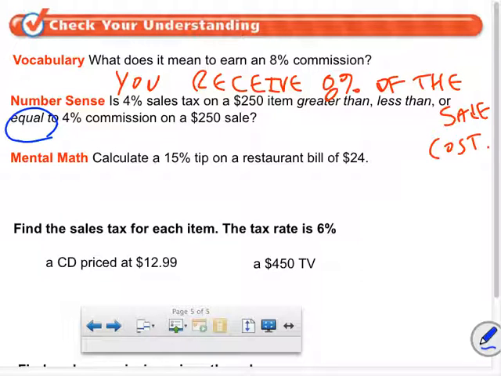Okay? Calculate a 15% tip on a $24 bill. Well, what's 10%? 10% of $24 is what? $2.40. And then what's 5%? Half of that, right? $1.20. Half of 2 is $1. Half of 4 is 20. And so, what's the tip going to be? $3.60.